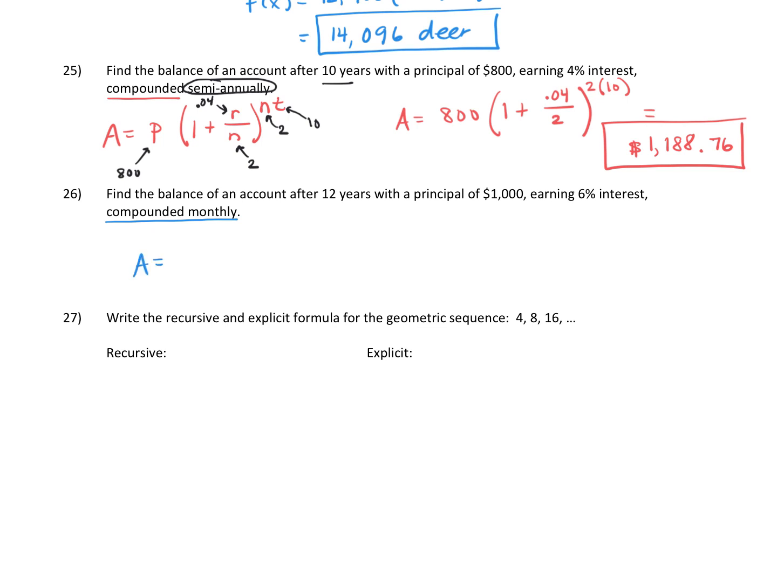So A equals, P is our principal. Principal is our initial deposit or investment. That's the $1,000 times 1 plus our R is the interest rate as a decimal. So 6% as a decimal is 0.06. Divided by N is the number of compounds per year. So if we're compounding monthly, N is equal to 12. We're going to raise that to the N times T power. So we have that N again. So there's our 12 times our T, which is number of years. And we can see we're looking at 12 years. Then we very carefully type that into our calculator.